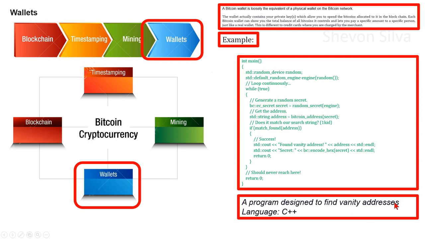Here you can see a program designed to find vanity addresses in C++. Generating a vanity address is a brute force exercise. Try a random key, check the resulting address to see if it matches the desired pattern, and repeat until successful. This code segment shows an example vanity miner program written in C++. The example uses the libbitcoin library. This example code must be compiled with a C++ compiler and linked against the libbitcoin library, which must first be installed on the system.